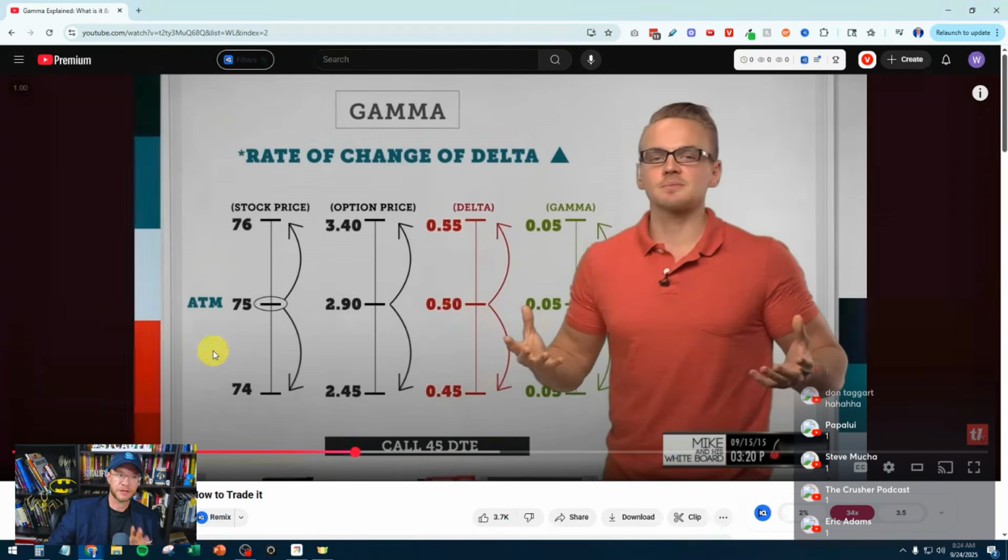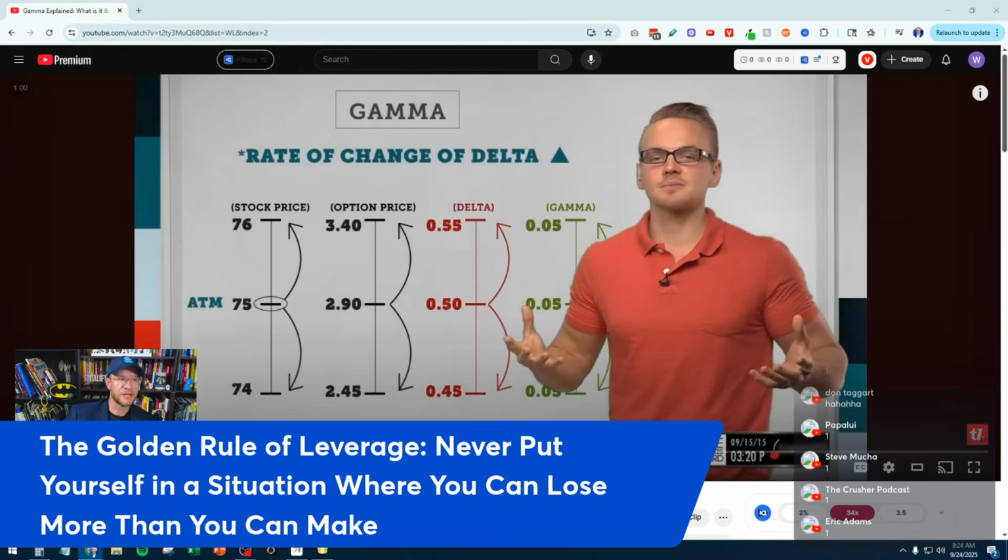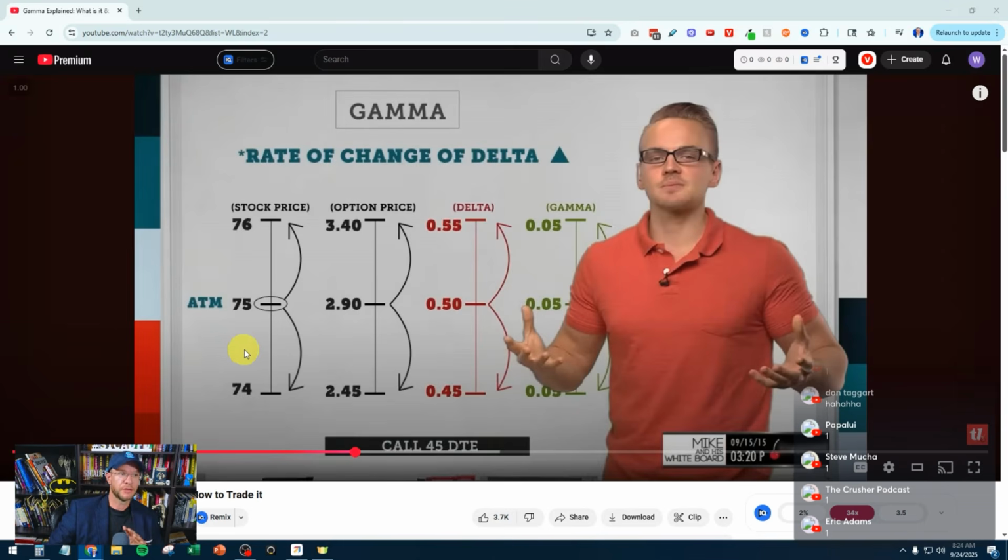I lost over $200,000 selling options. I will be the biggest advocate you will ever meet in your entire life to say, do not under any circumstance sell options, because it breaks the golden rule of leverage. Selling options puts you in a situation where you can lose more than you can make, and you cannot break this rule. Now, everything he says about selling options, take with a grain of salt, let it go in one ear and out the other. Okay? It is the fastest way to lose your money. Trust me, I know.